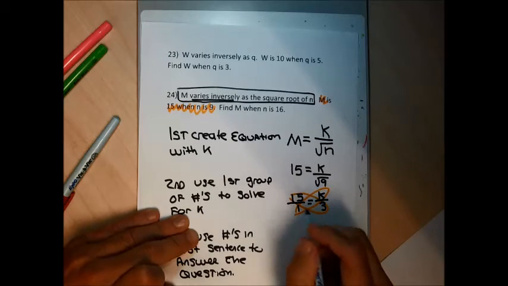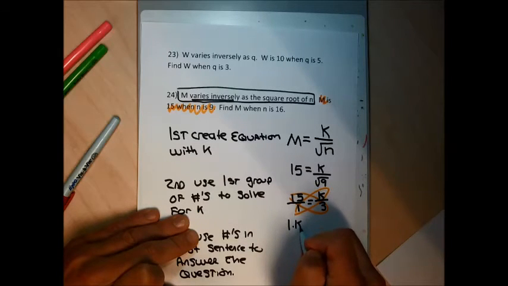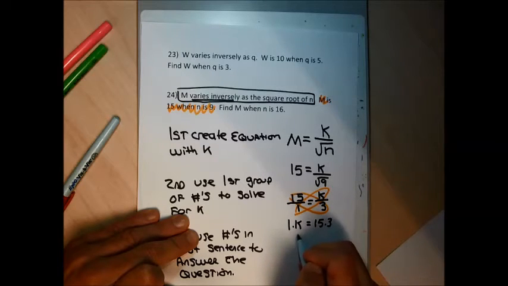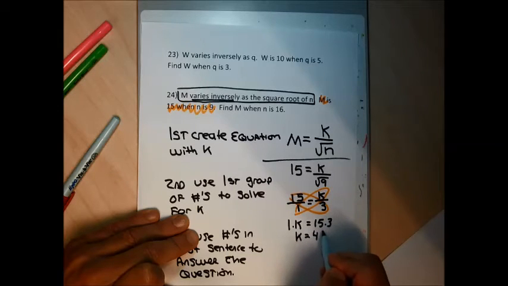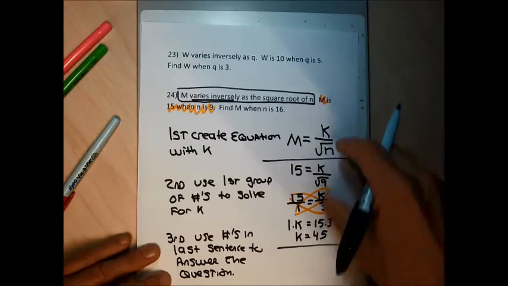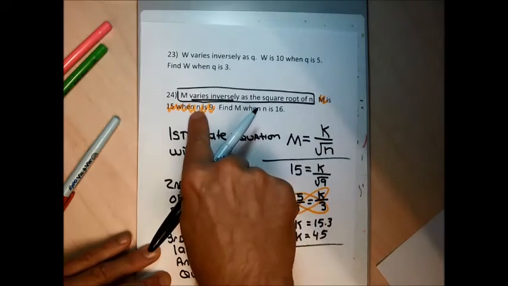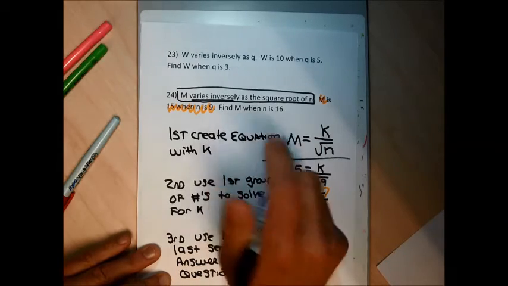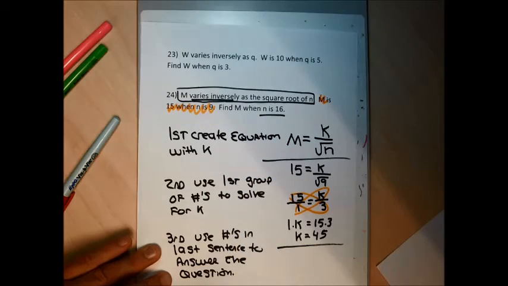When I cross multiply up, I get 1 times k. When I cross multiply down, I get 15 times 3. And that gives me k equal to 45. So first I create my equation with a k. I use the first group of numbers that's in the second sentence to get a value for k. And now I'm going to use the numbers in the last sentence, or the number in the last sentence, to solve for what needs to be solved.